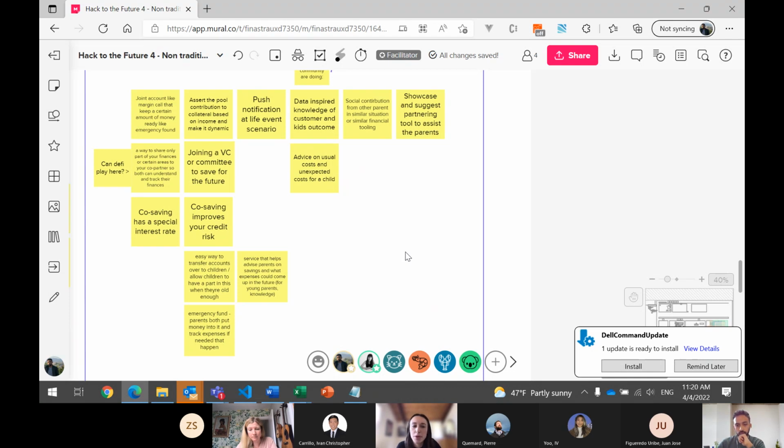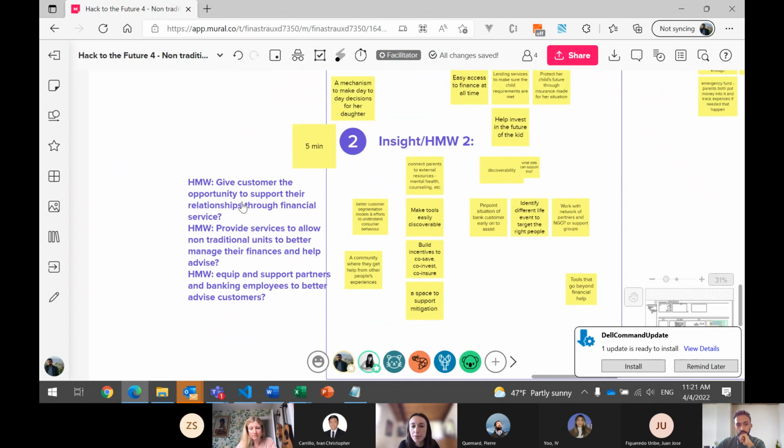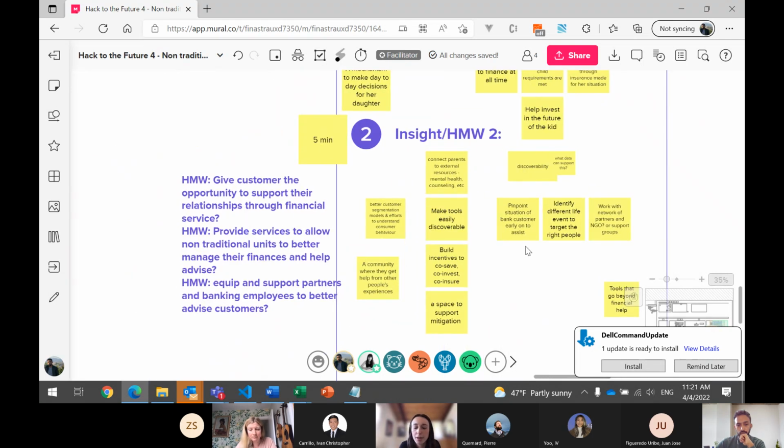One thing I don't think we ideated on here is the how might we that we thought about before: how can we equip and support partners and the banking employees to better advise customers? Does anyone have any thoughts on that? Because I'm not seeing that in this section that we were looking at.